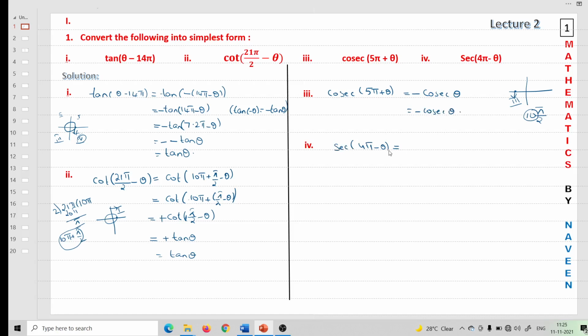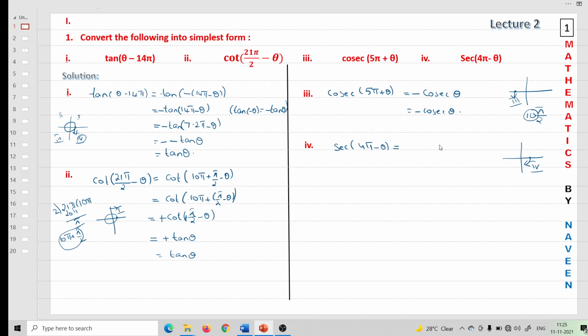Secant of 4 pi minus theta. See, 4 pi. 1 2 pi means first time complete rotation. Another 2 pi, 4 pi means 2 times complete rotated up to here. Minus theta means we have to eliminate some angle, means left side. Clear? Which means 4 pi minus theta is in fourth quadrant.